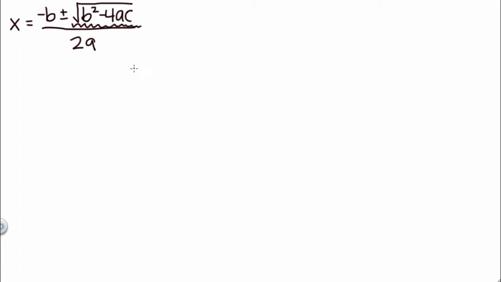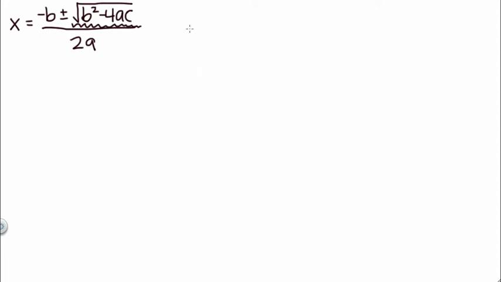Now let's talk about discriminants. So I'm going to put the quadratic equation back up. Negative b plus or minus square root of b squared minus 4ac all over 2a. So within the quadratic equation, this part here is called the discriminant.